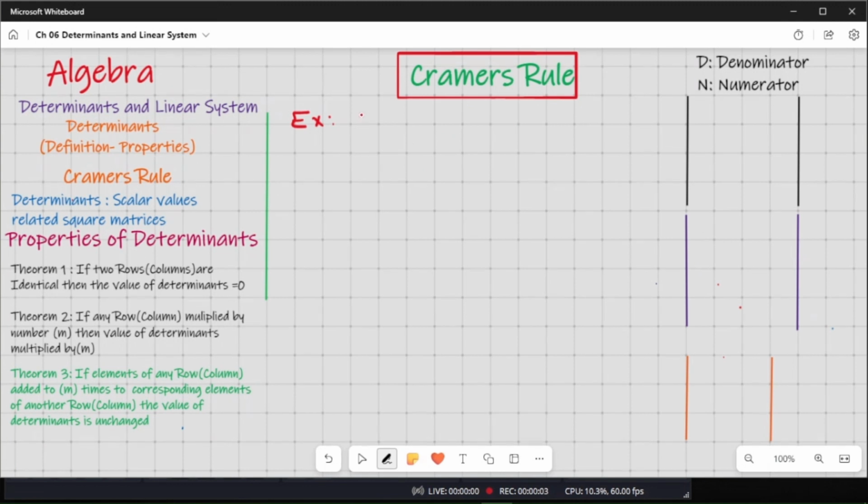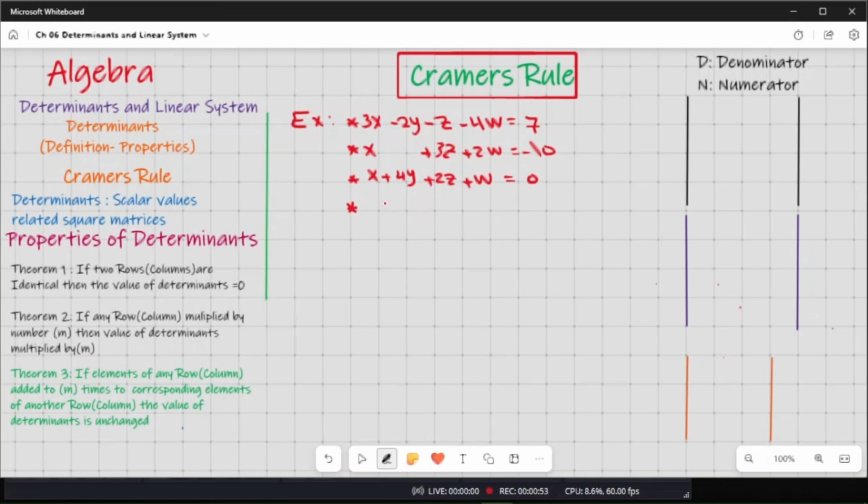Another example on Cramer's rule. If we have this linear system of 3x minus 2y minus z minus 4w equal to 7, x plus 3z plus 2w equal to negative 10, x plus 4y plus 2z plus w equal to 0.